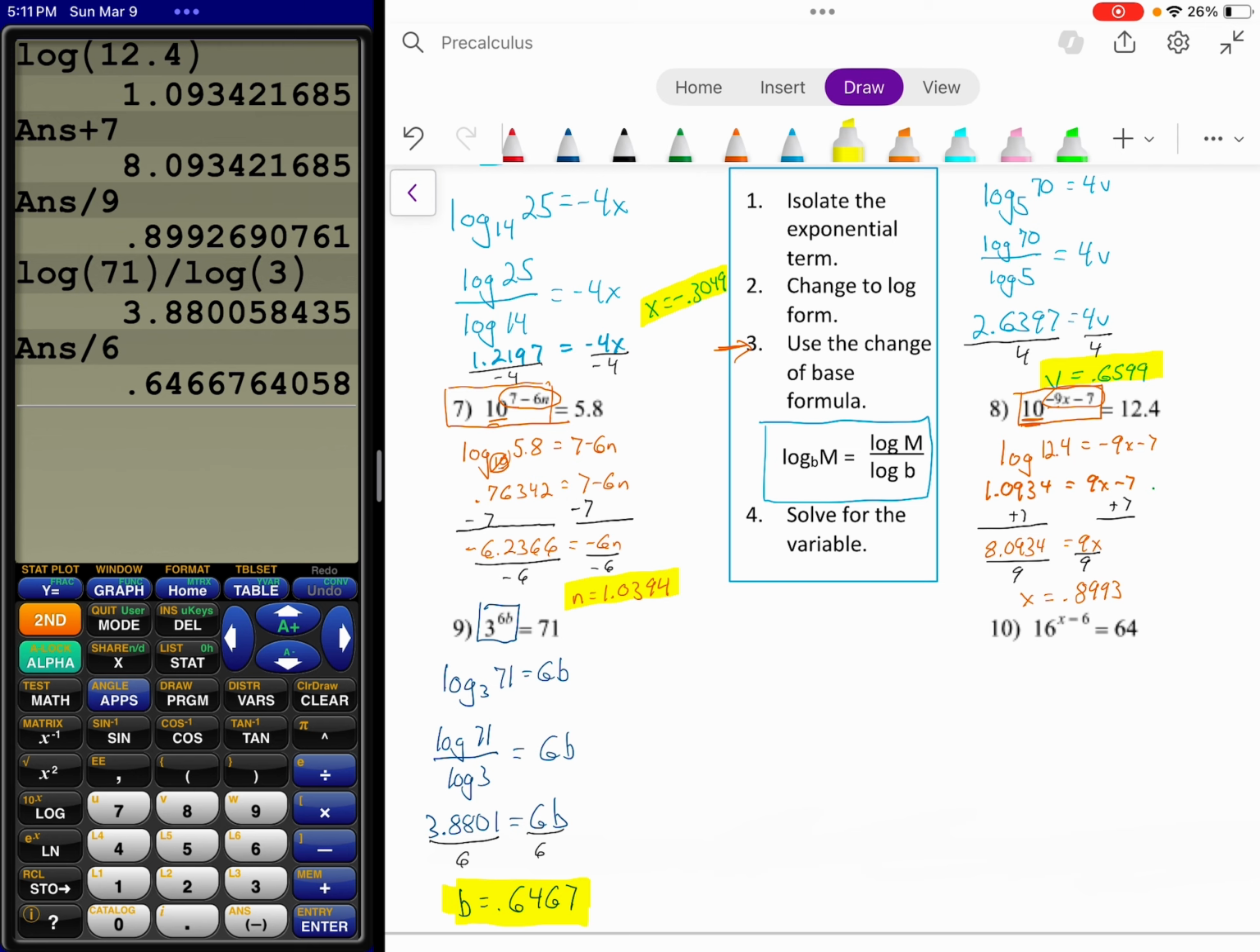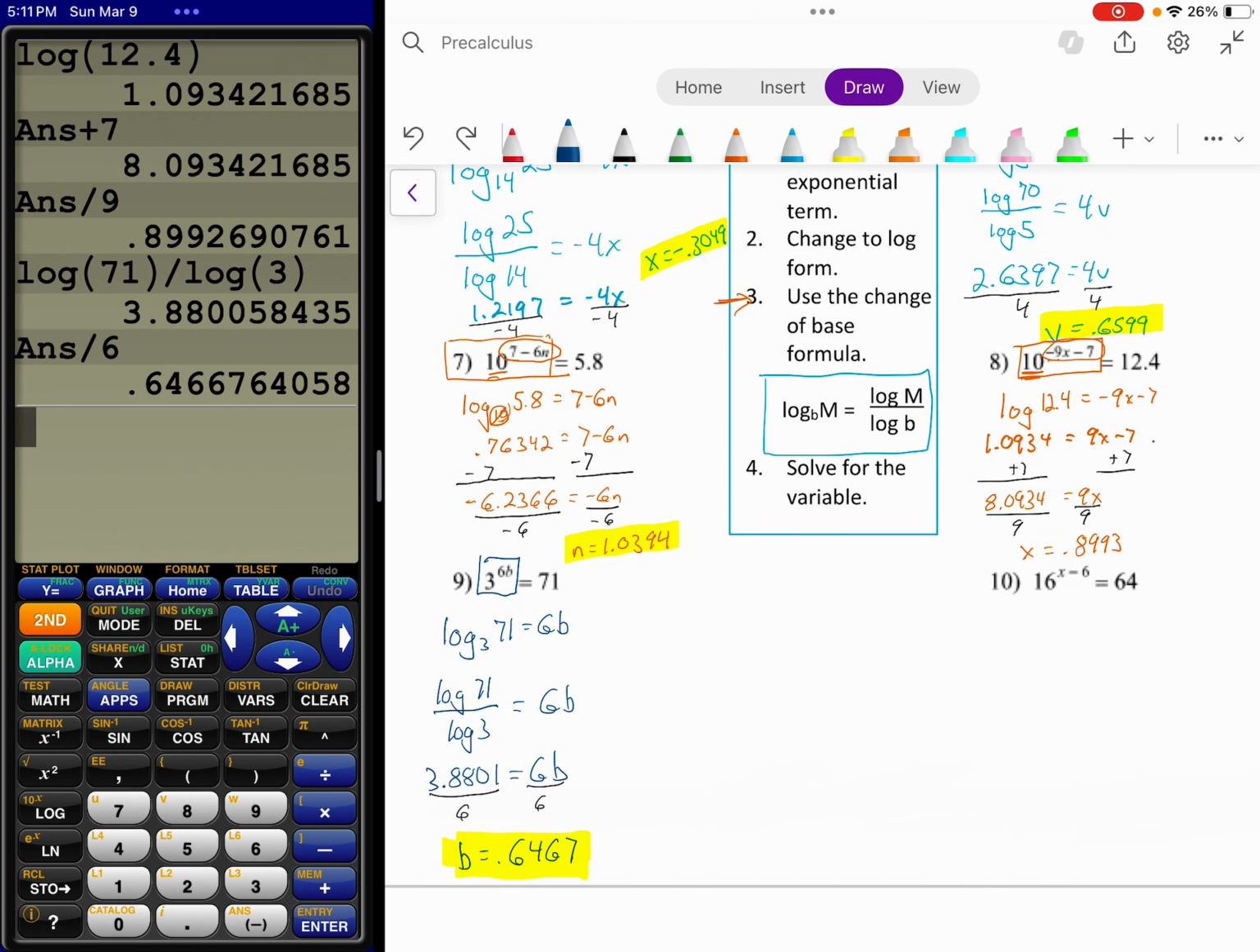Number 10. Number 10 could actually be grouped with 1 through 4 because 16 and 64 can both be written as a base of 4 or 2. However, I'm going to do this one how we've been doing it because I want to show you that sometimes you can use the change of base formula here, and you'll see that in a minute. For 7 and 8, we didn't have to, but we have 2 terms again, so I want to show you how that works.